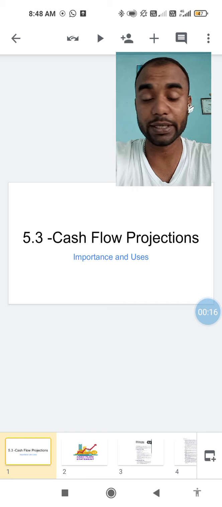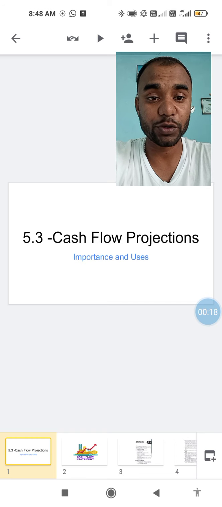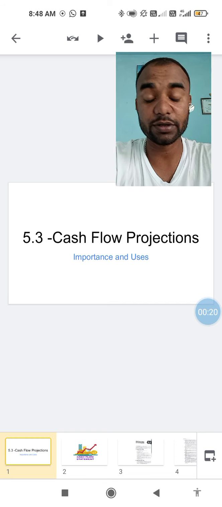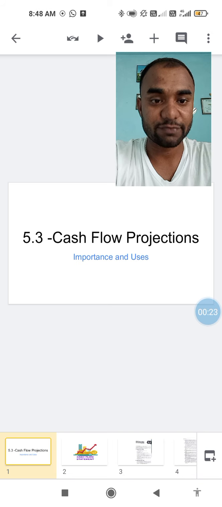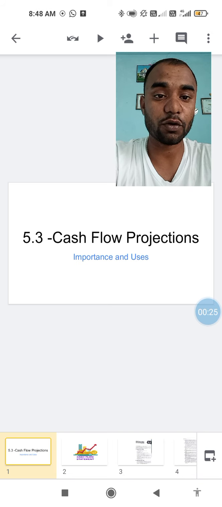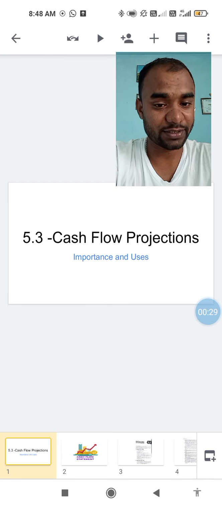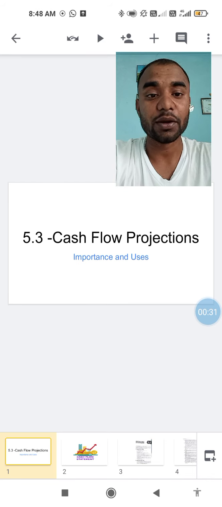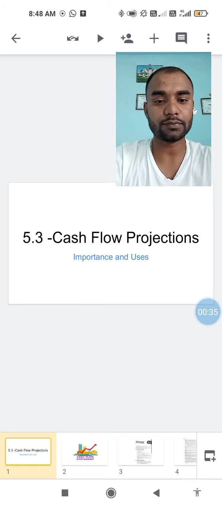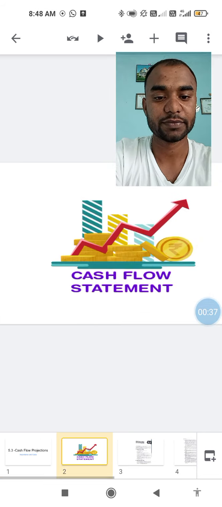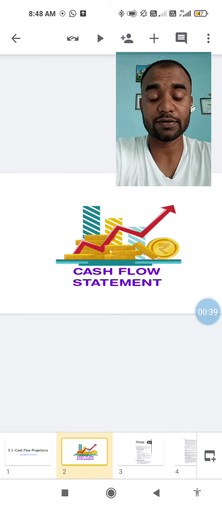So here today we will be beginning with 5.3. It's under unit number 5, and the lesson is 5.3. We have cash flow projections, and we will be discussing very few things here, just the importance and uses, but I'll also give you the format of cash flow statements. Well, here we go.